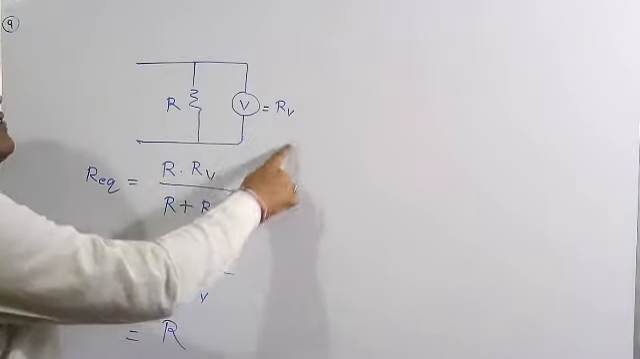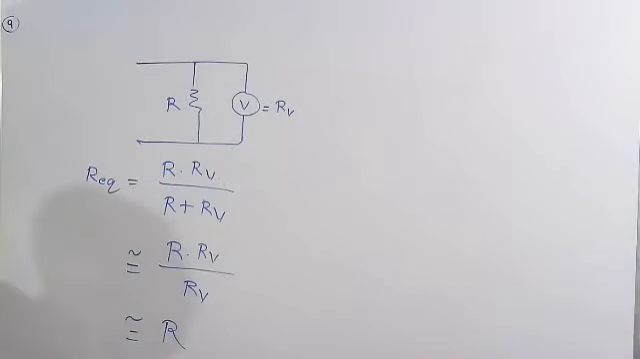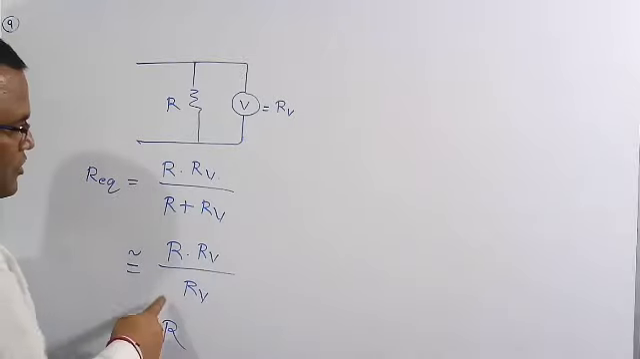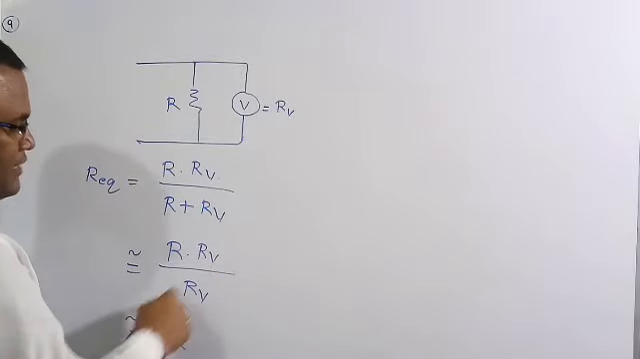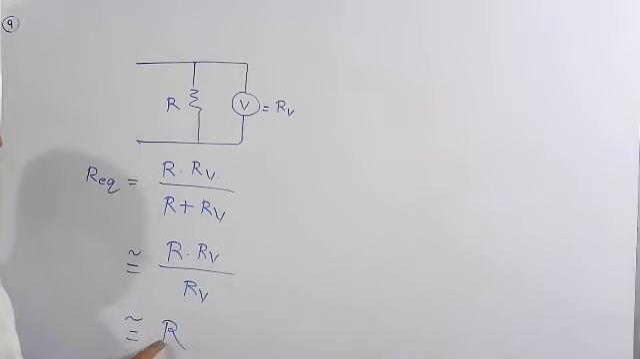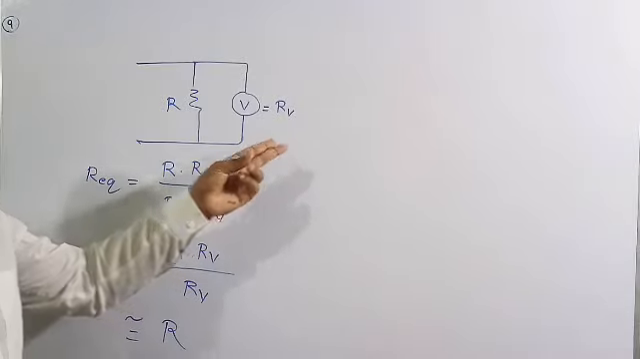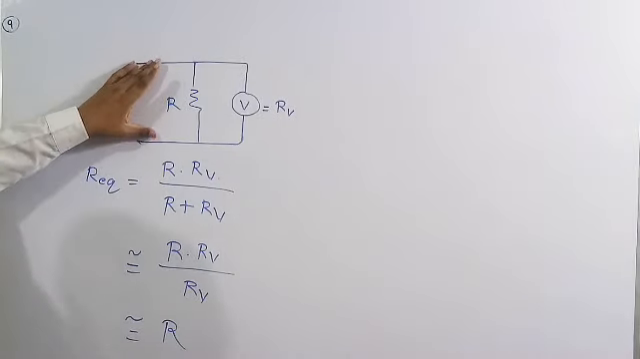Suppose RV is very large. Then R plus RV is nearly equal to RV, because RV is very large. So RV gets cancelled, and the net resistance is equal to R. Whenever the voltmeter resistance is very large, the equivalent resistance will be R only.